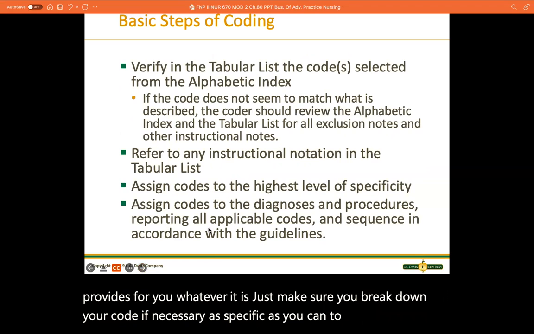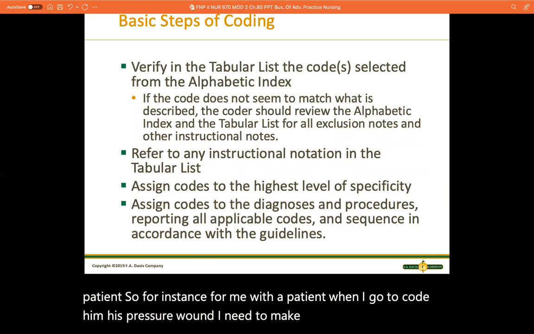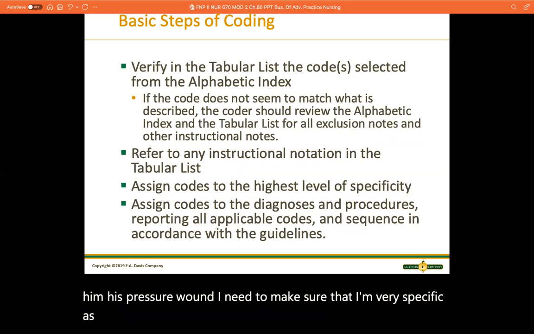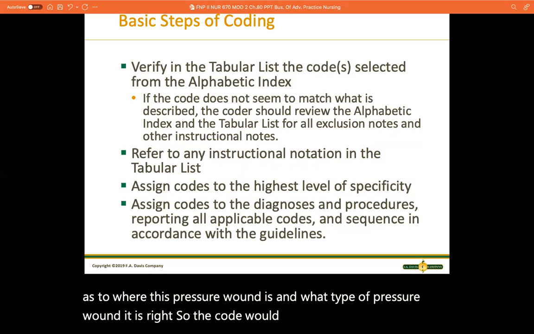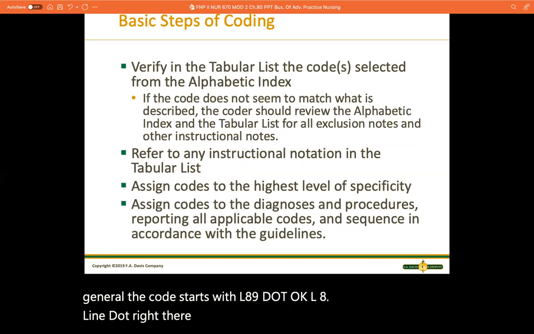to your particular patient. So for instance, for me, when I go to code a patient's pressure wound, I need to make sure that I'm very specific as to where this pressure wound is and what type of pressure wound it is, right? So the code would be pressure ulcers in general. The code starts with L89 dot. Okay, L89 dot, or I should say L89 period.